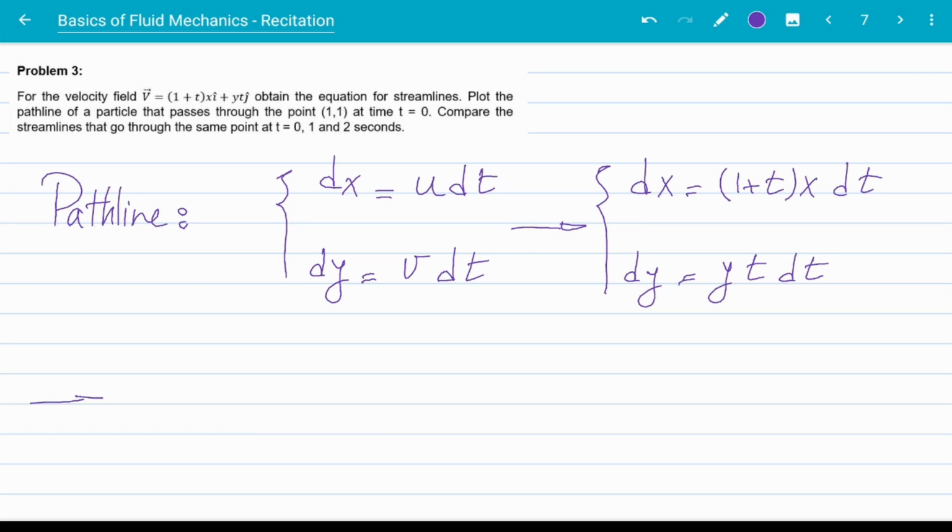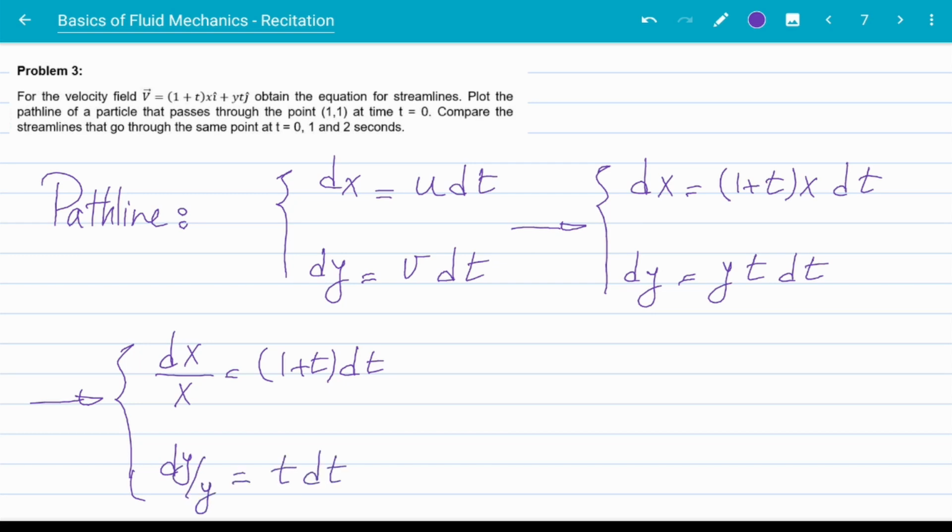In the top equation, I can see that I have dx on the left-hand side of the equation and an x variable on the right-hand side. So again, I have to play with this equation before making the integral. That means I need to first write the equation in this form: dx over x is (1 plus t) dt. For the y component as well, I get dy over y is equal to t dt. Now I'm ready to make the integral.